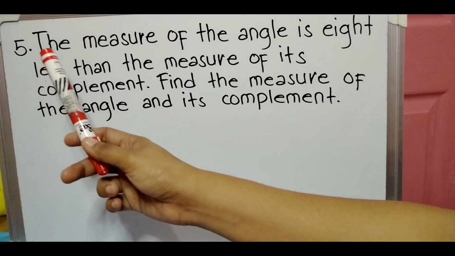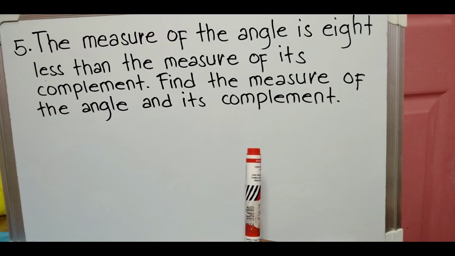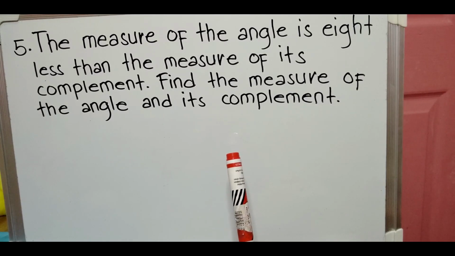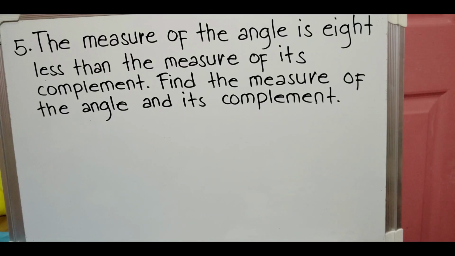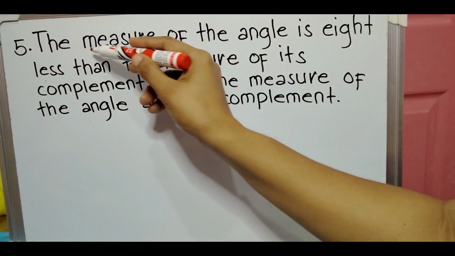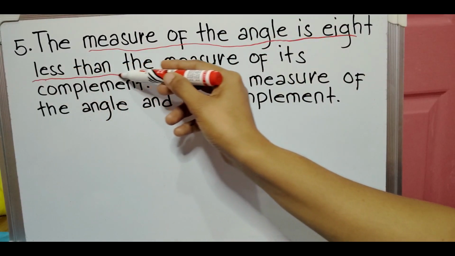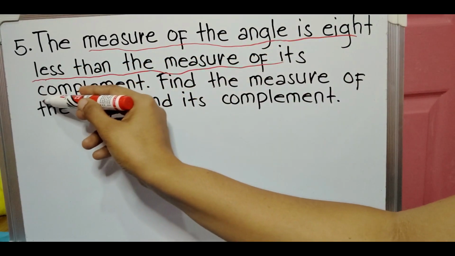Number 5. The measure of the angle is 8 less than the measure of its complement. Find the measure of the angle and its complement. What is asked here is the measure of the angle and its complement. Given that the measure of the angle is 8 less than, we'll take note of the given condition that the measure of the angle is 8 less than the measure of its complement.